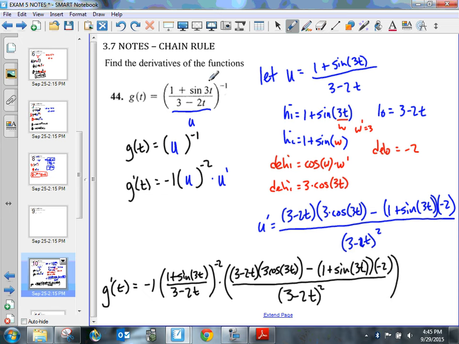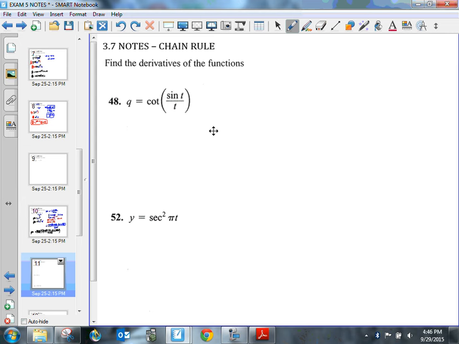I mean, this is tough. This is not easy, but it's all about the chain rule, and you being able to identify when you have inside functions and when you have outside functions. Okay, so let's go ahead and do another one.